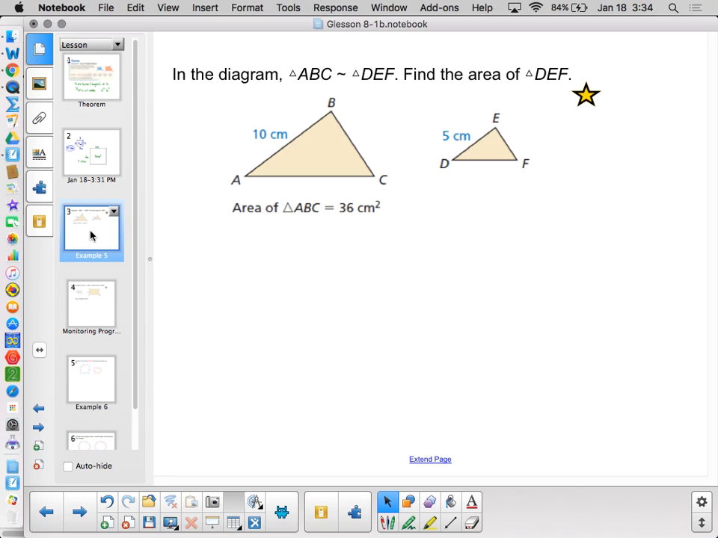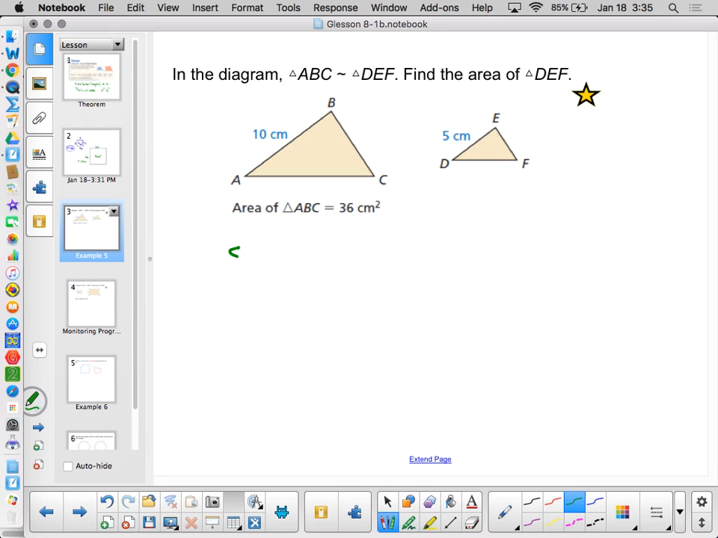So pretty simply put, here I have 2 triangles. The area of the first triangle we're given is 36 centimeters squared. The area of the second triangle we need to find. In order to do that, we're going to have to set up a proportion. But we're going to have to find the ratio of areas in order to do that. This is your problem, but I'm going to get you started.